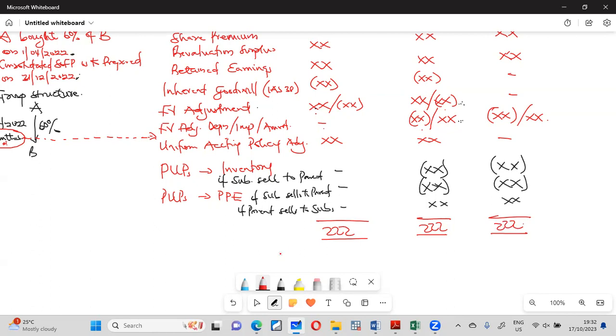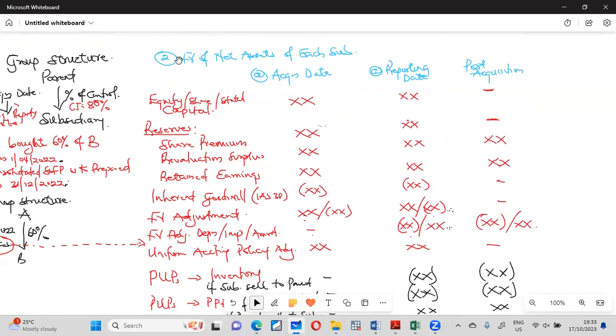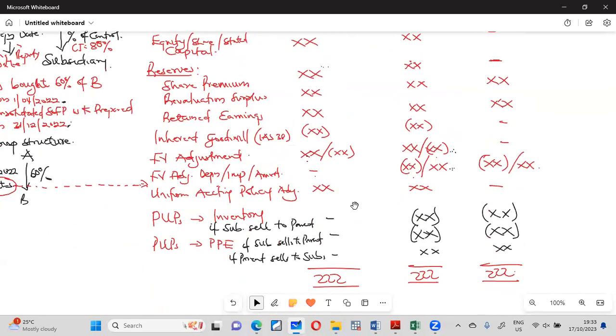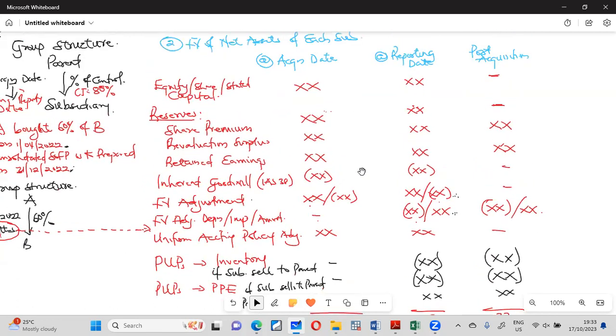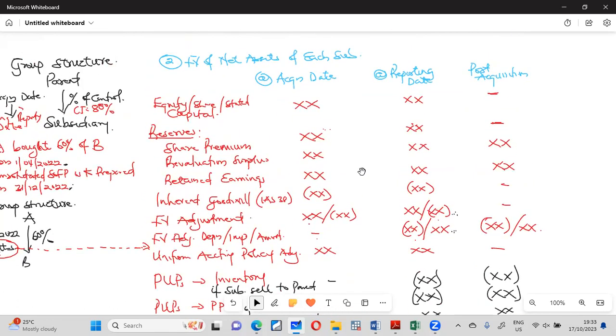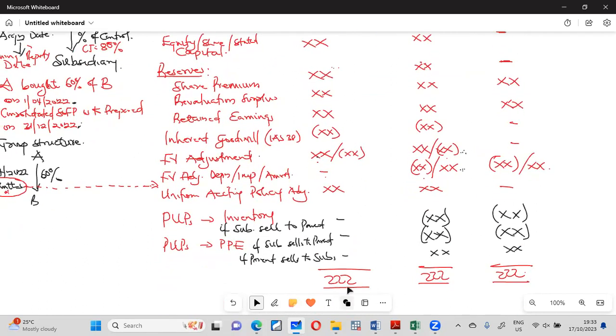All right, now watch this. You need to get this thing by understanding. This figure here is called the fair value of net assets of the subsidiary at acquisition. Why am I saying that? The examiner has been cunning sometimes. He gives this figure directly sometimes. He will tell you that at the date of acquisition, the fair value of the net assets of the subsidiary was so and so figure. So he has given it to you already.